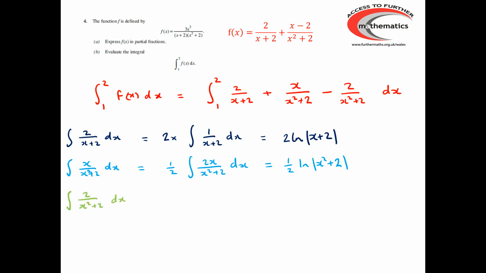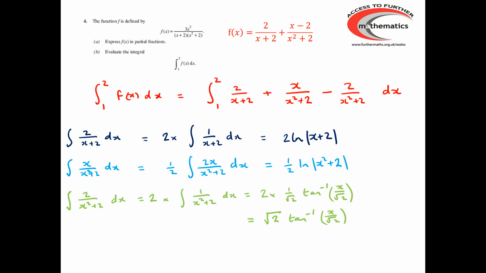And finally, we've got the integral of 2 over x squared plus 2. Well, we can pull the 2 on the numerator outside, so we've got 2 lots of the integral of 1 over x squared plus 2. That's a standard integral, so that is 1 over x squared plus a squared to be integrated, where a is root 2. So we're going to end up with 2 lots of 1 over root 2 tan to the minus 1 of x over root 2, which simplifies through to root 2 tan to the minus 1 of x over root 2.